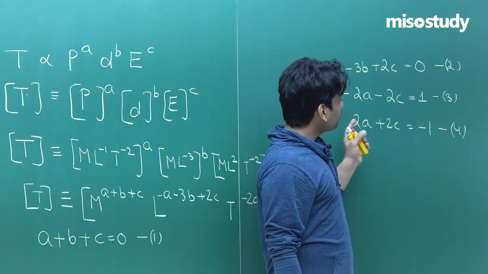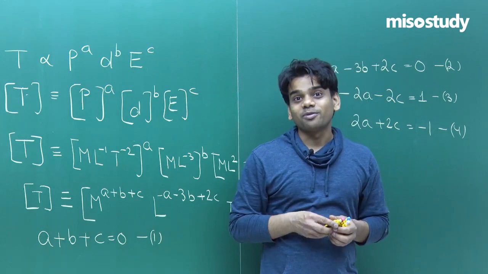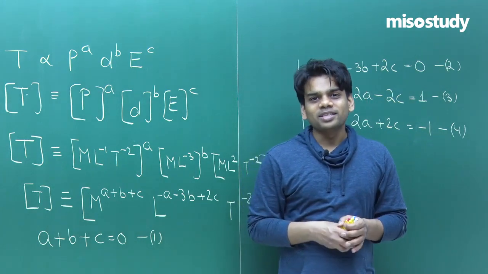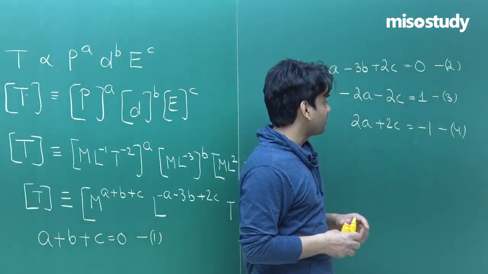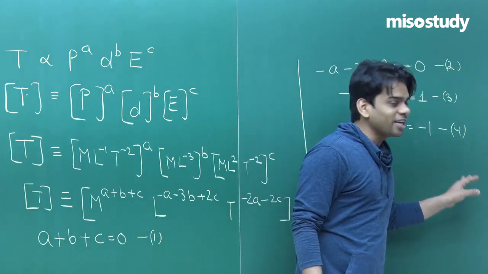From equations 1, 2 and 4, can we eliminate some variables and find out the relation between A, B and C and what values they actually have? So take note till here. I will do it at the other end, so take note till here.